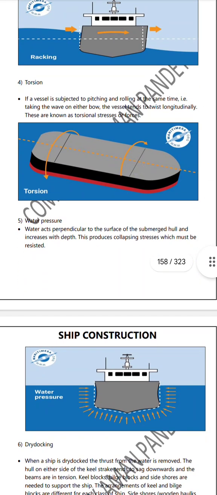Okay, now what is torsion? When a vessel is rolling and pitching at the same time, the vessel bow will take the wave on either side of the bow, and the vessel twists longitudinally. If a vessel is subject to pitching and rolling at the same time, that is, taking the wave on either side of the bow, the vessel tends to twist longitudinally. These are known as torsion stresses.